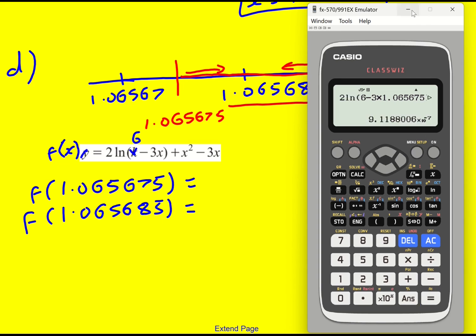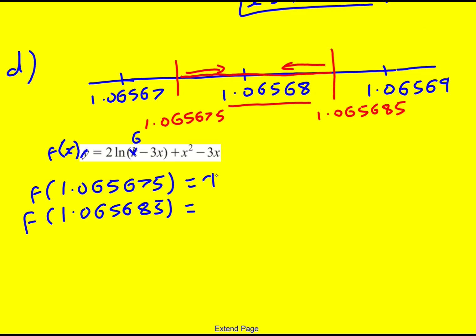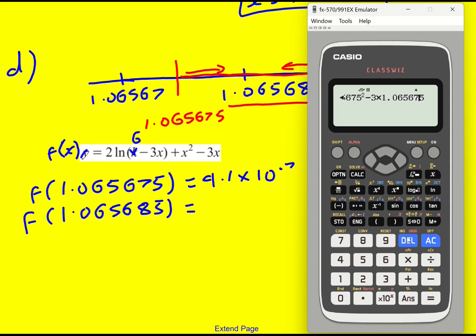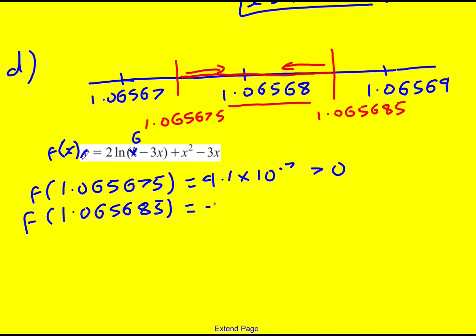So we get 9.1 times 10 to the minus 7, which is greater than 0. I didn't do that the first time. I think it's always good to just show that you understand that that's greater than 0. Okay, and just change all those 7s into 8s. A minus 2.9 times 10 to the minus 5.